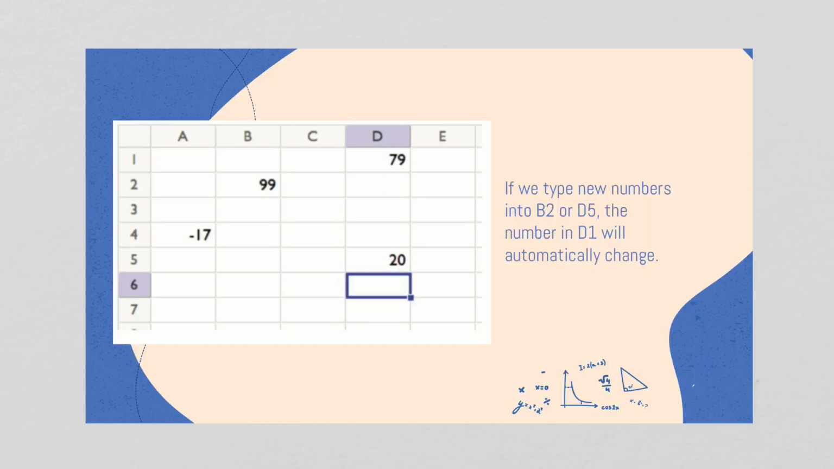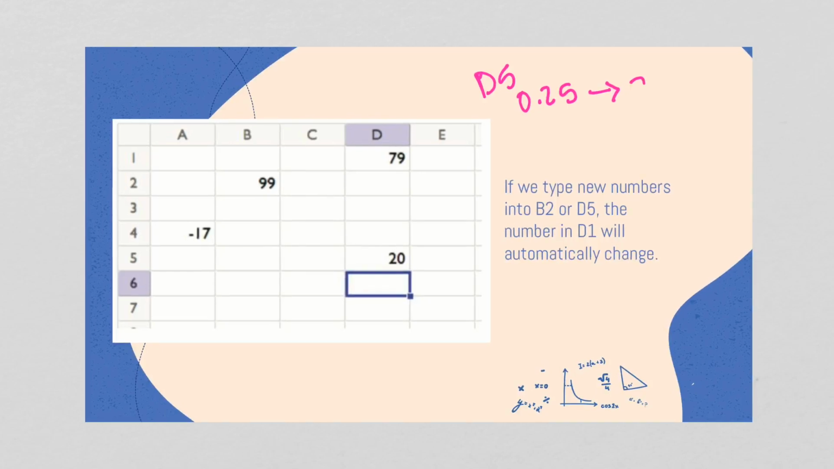So if we type a new number into B2 or D5, the number for D1 is automatically going to change. So we can see here they changed D5 from 0.25 to 20. And D1 already changed. It went from 99 minus 0.25, which equaled 98.75, to 99 minus 20, which equals 79. All right, next slide.